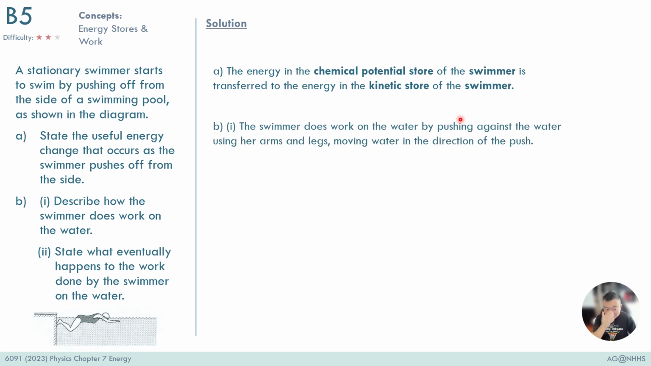Now in part B, describe how the swimmer does work on the water. So again, the swimmer does work on the water by pushing against the water. So there's a pushing force on the water itself, and therefore the water will move in the direction of this force. And this is how the swimmer does work on the water.